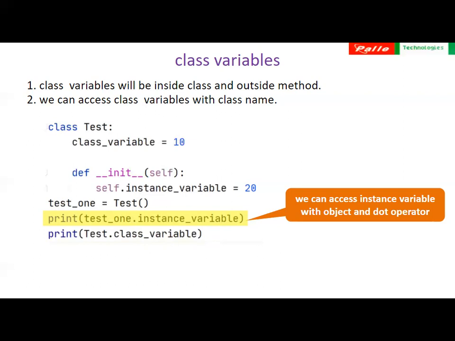Similarly, a class variable: inside the class, outside the method. What about a local variable? Inside the method header or method body. Now tell me, can I create a local variable inside a class?